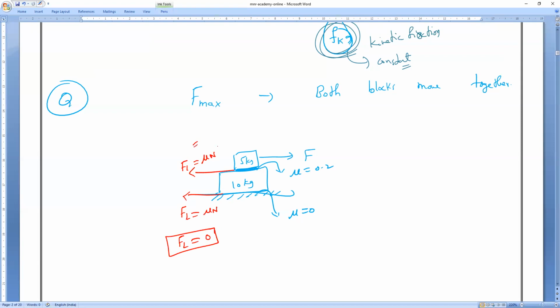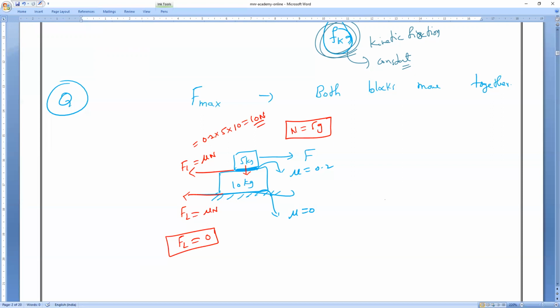But this surface's F limiting is how much? 0.2 into 5 into 5 into g value 10. Am I right, guys? N is equal to mg. N is equal to 5g. Will you all agree with me? Yes, sir. So what is F limiting? F limiting is equal to 10. Okay, solve it. Take the question separately and solve it separately.